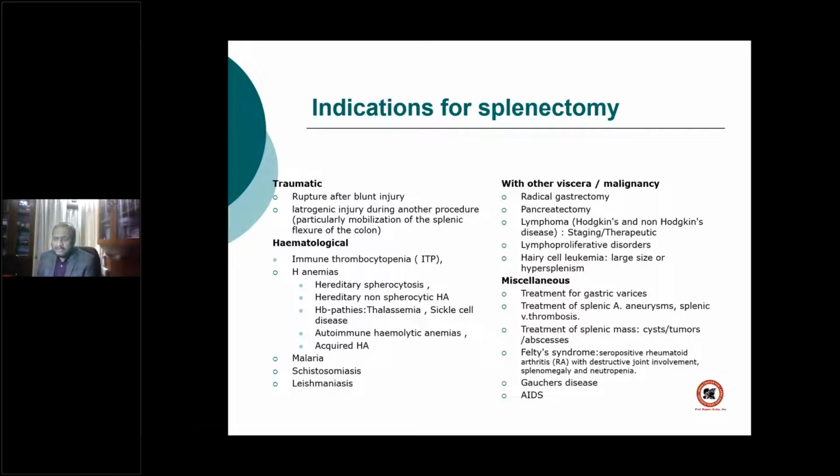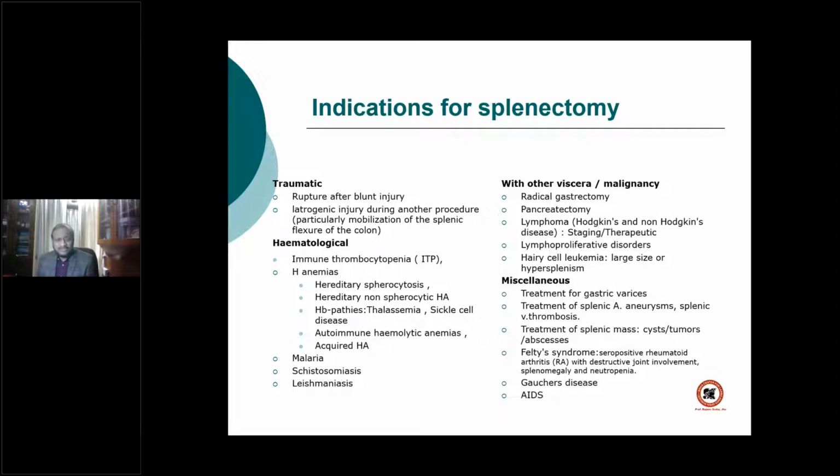And among the hematological causes, the one which comes foremost and which is the most common cause for splenectomy is immune thrombocytopenia, which was initially known as idiopathic thrombocytopenic purpura. That is the old name. I'll just talk about that in a couple of slides subsequent to this.